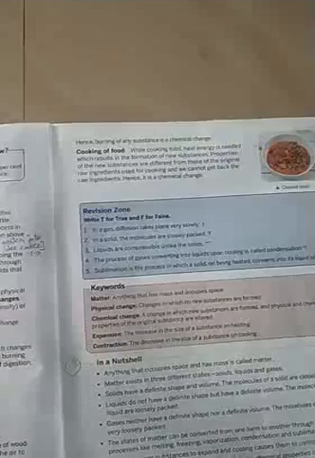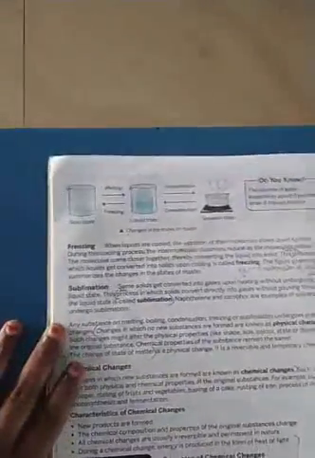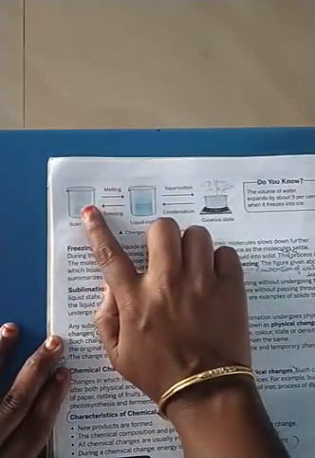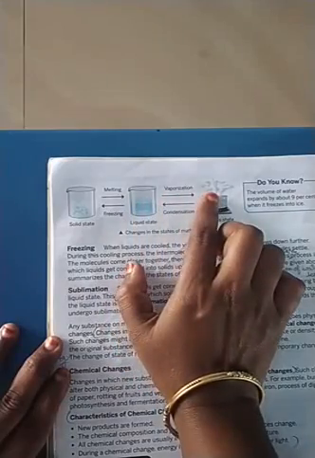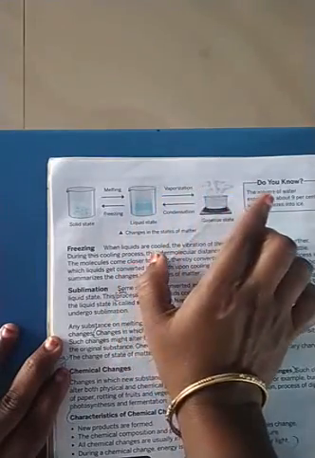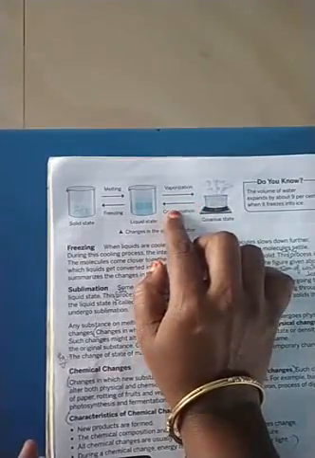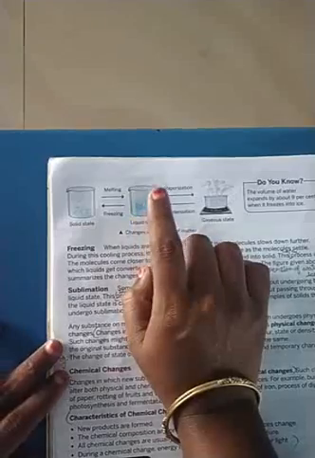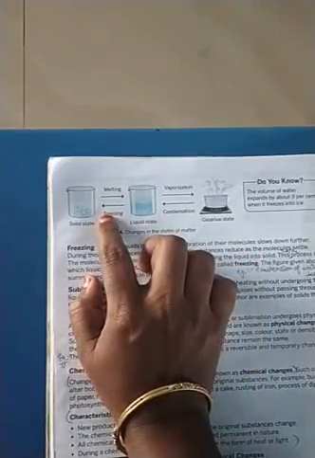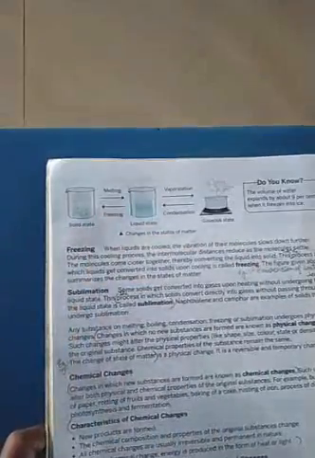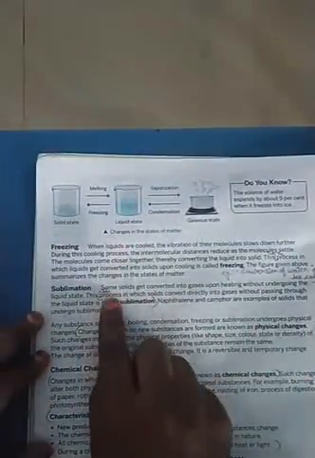That is on cooling. Then coming to freezing. What is this freezing? In this diagram they have shown that the solid is converted to liquid on melting, liquid is converted to gas on vaporization, and the reverse process, that is the gas is cooled, that is called condensation, to form the liquid, and the liquid is again cooled, that is called freezing, to form the solid state. That is the definition for freezing.